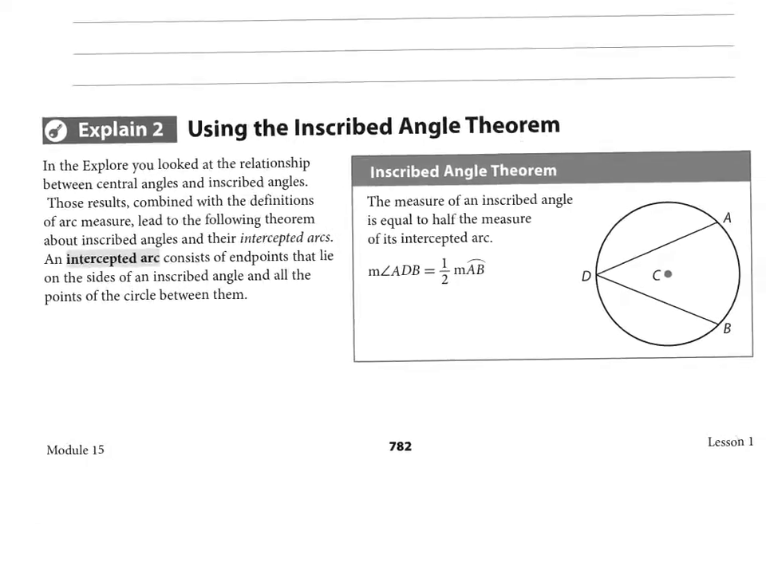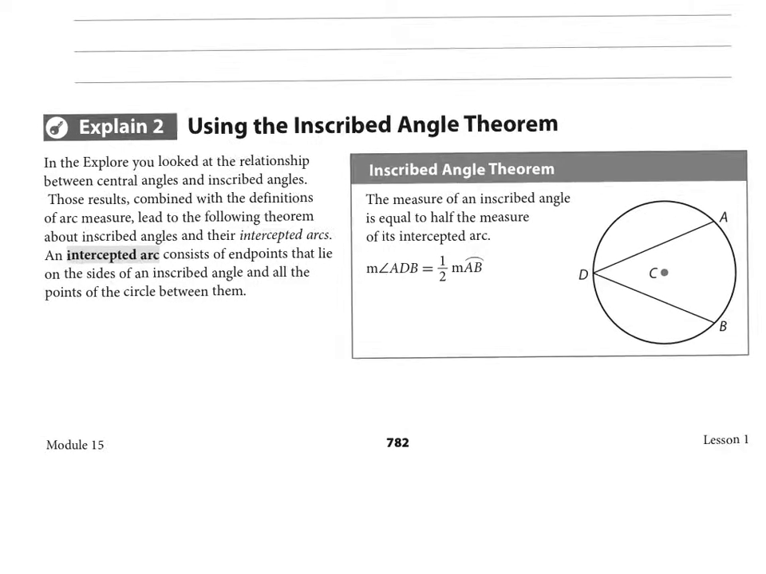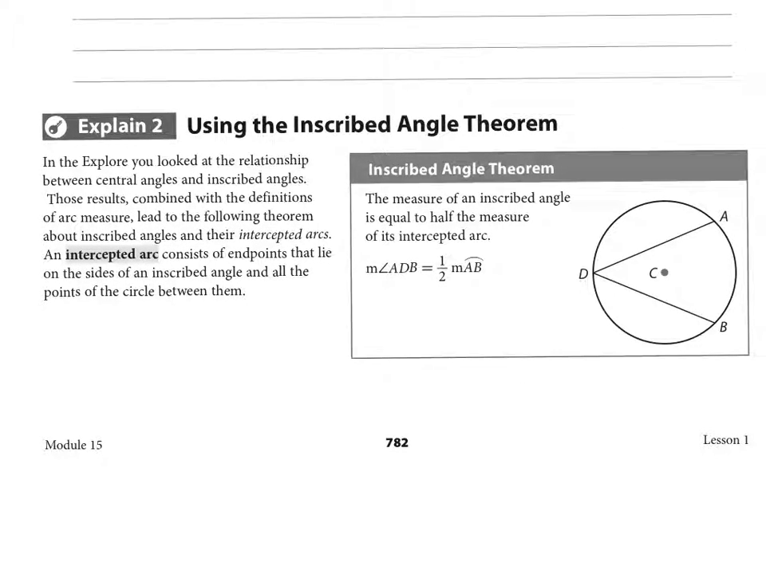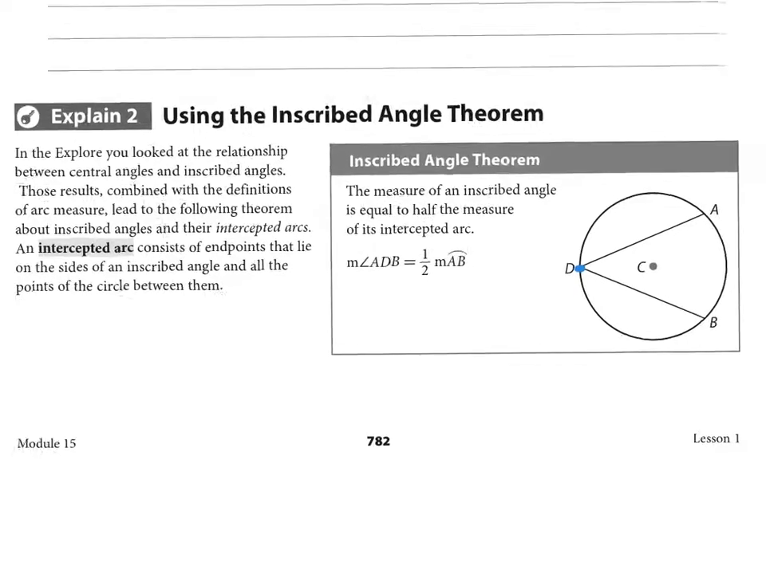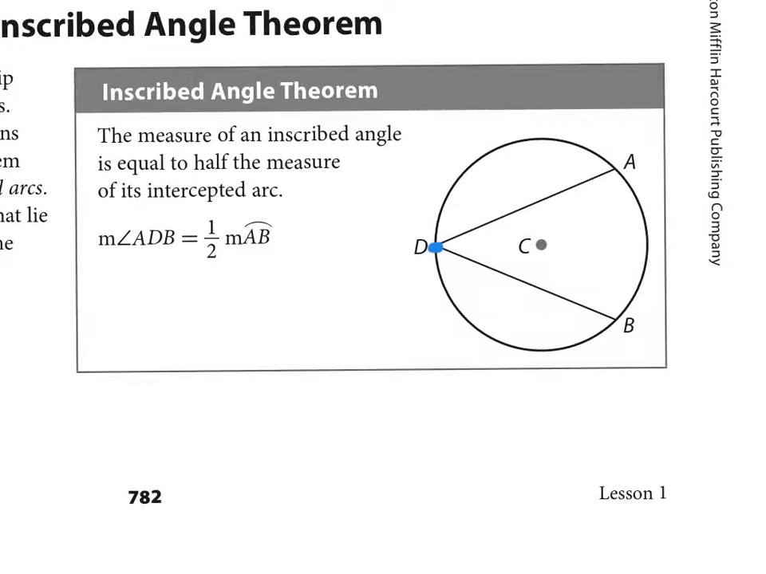And that is this theorem right here. It talks about inscribed angles. So we've said what inscribed angles are. We know that means we've got a vertex here on the circle itself. I'll zoom in here for us on this theorem. This theorem says that the measure of the inscribed angle is half the measure of the intercepted arc.